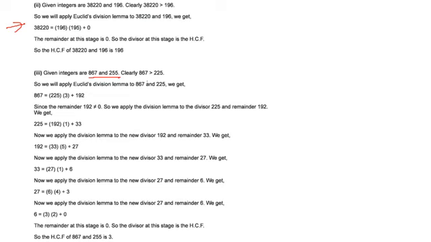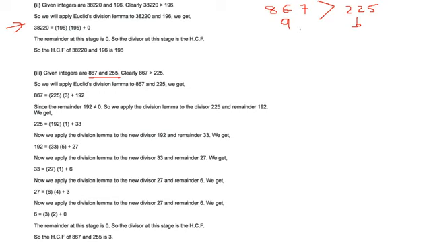So 867 and 225. First, what we have to find out is the HCF of these two numbers. How do we do this? The first thing is we have to find which one is greater. So 867 is greater than 225. So this will be A, this will be B.